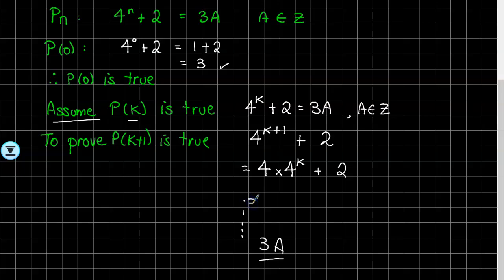And now I am going to use this and substitute it in. So this becomes 4 times, now what is 4 to the k? Is it not 3a take 2?